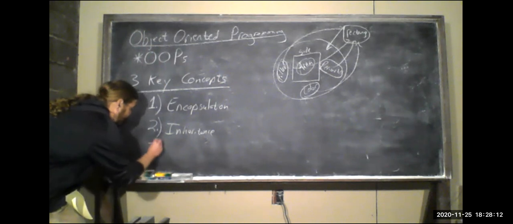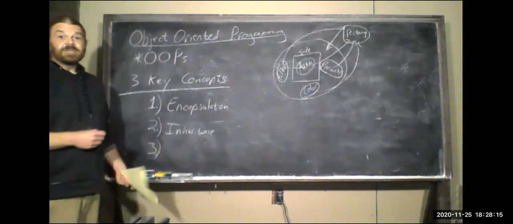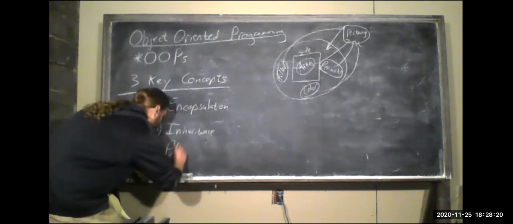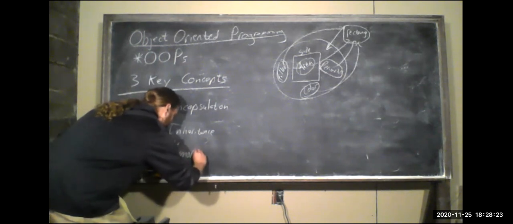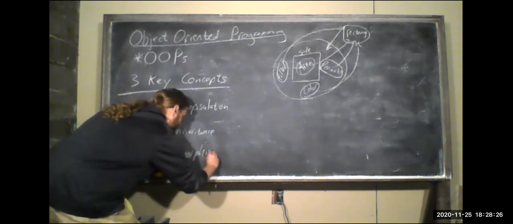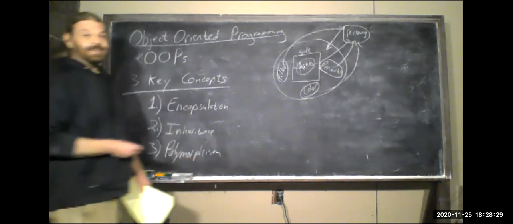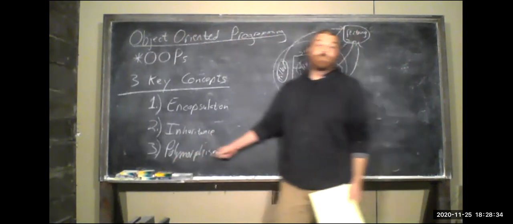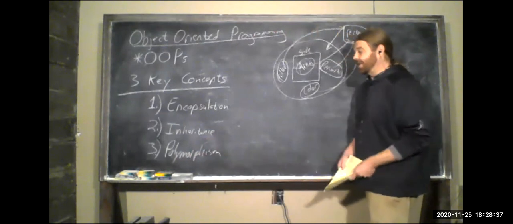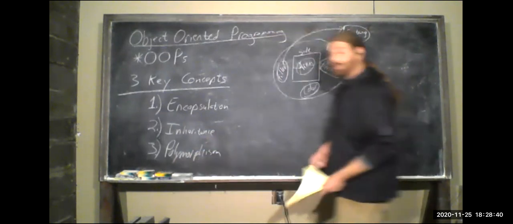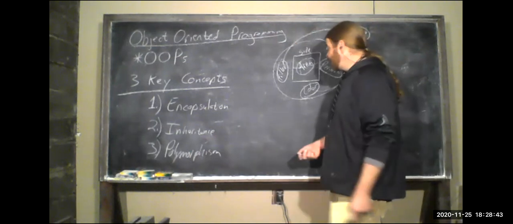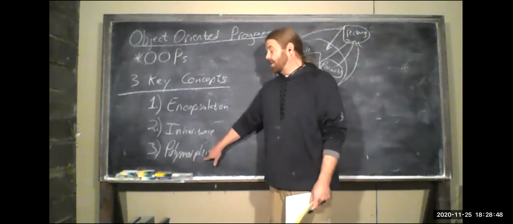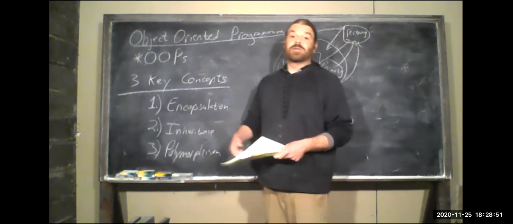The third one often confuses people because it's a really big word for a really simple concept. And that's polymorphism. So it seems like a big, complicated word. It really means many shapes. If we check the actual linguistics, the source of all the syllables in the word, it means many shapes. And that's the ability of one thing to behave as another thing.